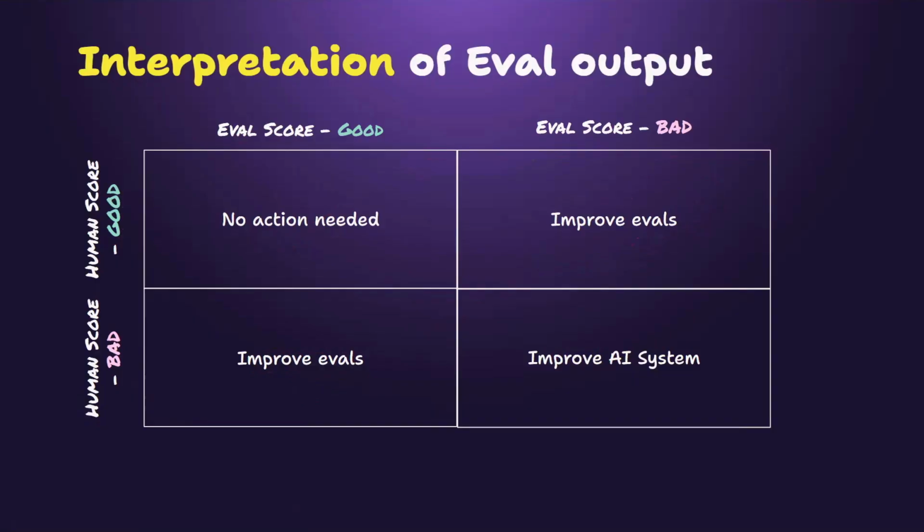The bottom right corner is also a place where human judgment and the AI judgment are in consensus, but they are also agreeing on the fact that most of the responses provided by your AI system are bad, and hence the AI system needs an improvement.